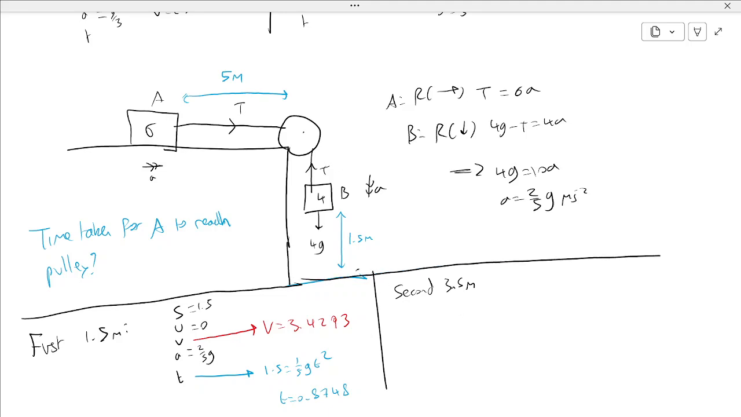It's not going to be like before, a free falling particle in gravity, right? A is not moving vertically. B hits the ground and doesn't bounce. A will continue sliding to the right. Now, what happens to it?